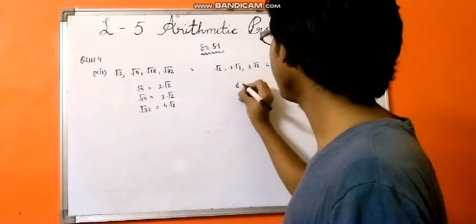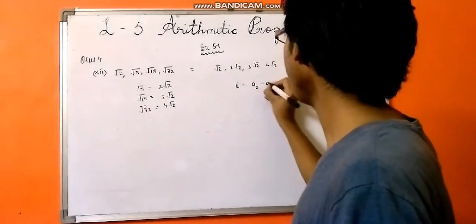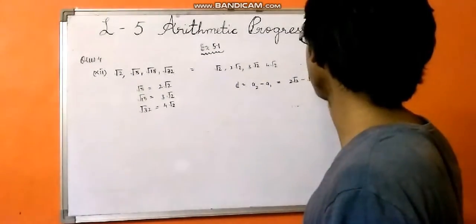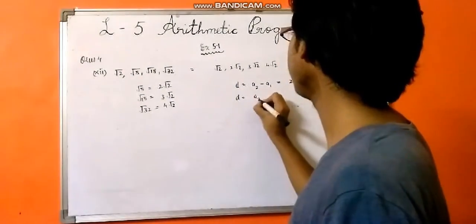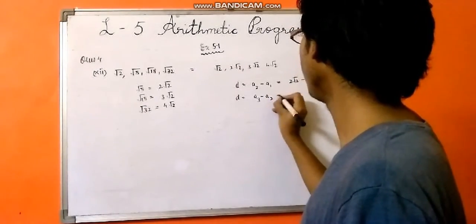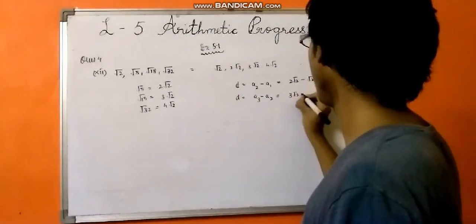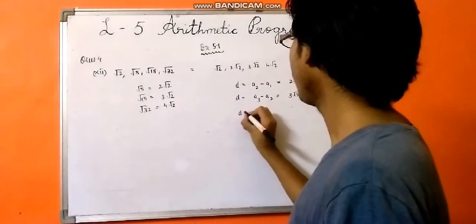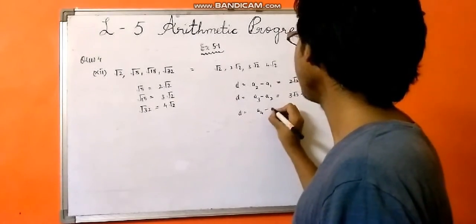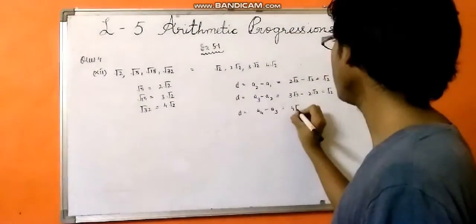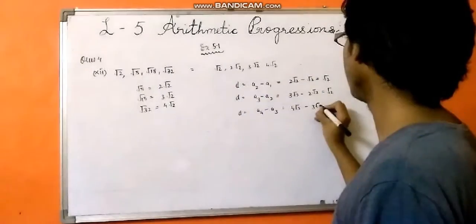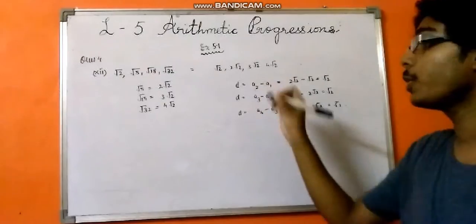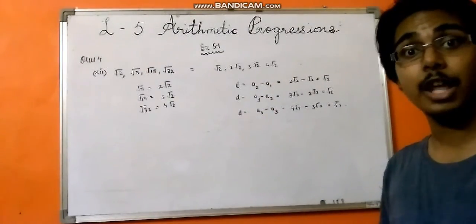D is equal to A2 minus A1, which equals 2 root 2 minus root 2, which equals root 2. D is also equal to A3 minus A2, which equals 3 root 2 minus 2 root 2, which equals root 2. D is also equal to A4 minus A3, which equals 4 root 2 minus 3 root 2, which equals root 2. So you can see that the common difference between the corresponding terms of this series is the same. Therefore, this is an AP.